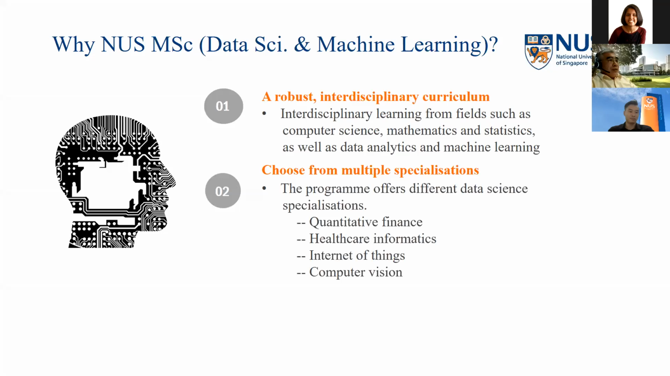In this program, a student can choose different specializations. For example, we offer a specialization in quantitative finance. By collaborating with the School of Public Health, we offer a data science specialization in healthcare informatics. By collaborating with the Faculty of Engineering, we offer a data science specialization in Internet of Things. We also have a specialization in data science in computer vision.